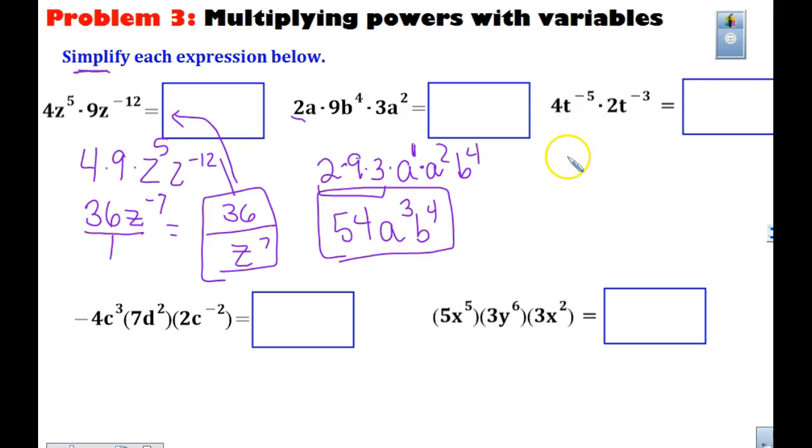Abby, help us out. Regrouping. So 4 times 2, and then t to the, yep. So I'm going to have 8, and Olivia, I'm going to have t to what power? Negative. What are we doing with those two numbers? Adding them. So -5 plus -3. -8.